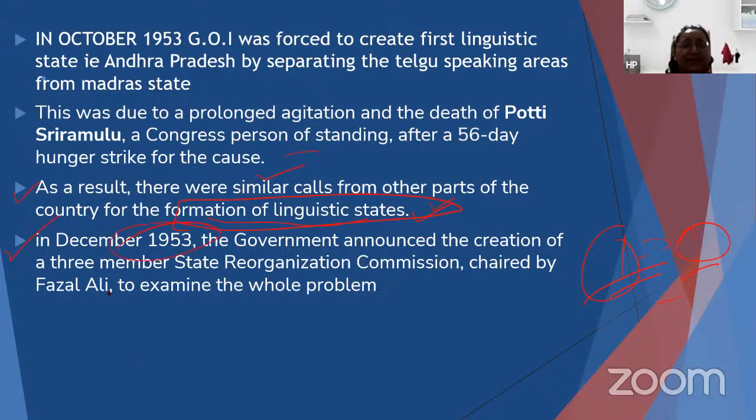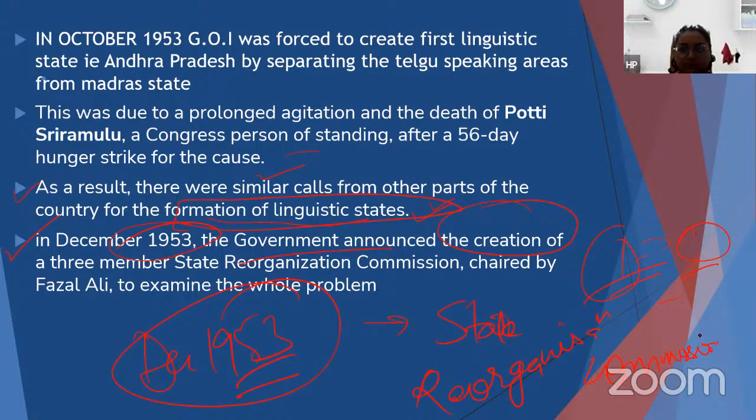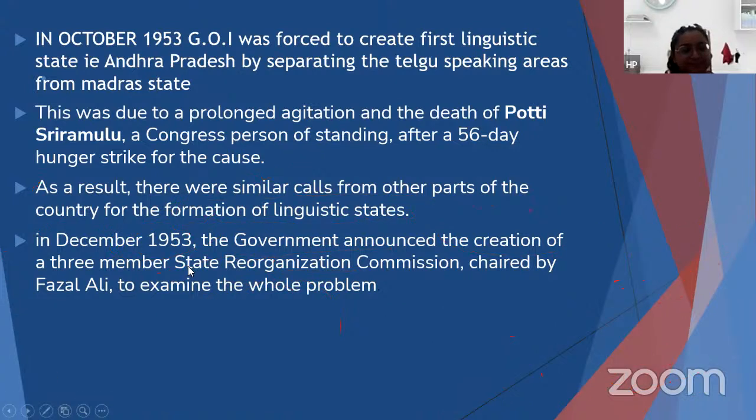Now what happened? In December 1953 के दिसंबर में गवर्नमेंट ने अनाउंस किया कि वो एक 3 मेंबर बॉडी को क्रिएट कर रहे हैं जिसको स्टेट रीऑर्गेनाइजेशन कमीशन हम बोलते हैं, which is the State Reorganization Commission and which was chaired by Fazal Ali. 1953 में स्टेट रीऑर्गेनाइजेशन कमीशन, इसके चेयरमैन थे फजल अली.